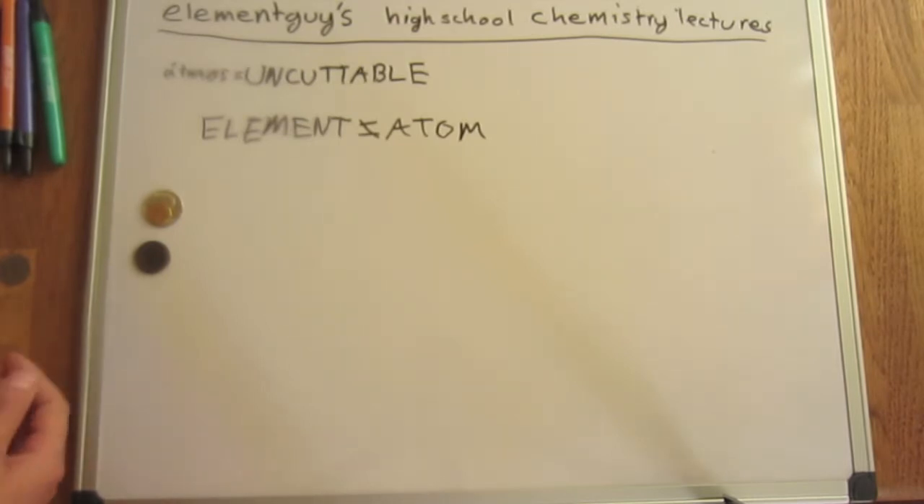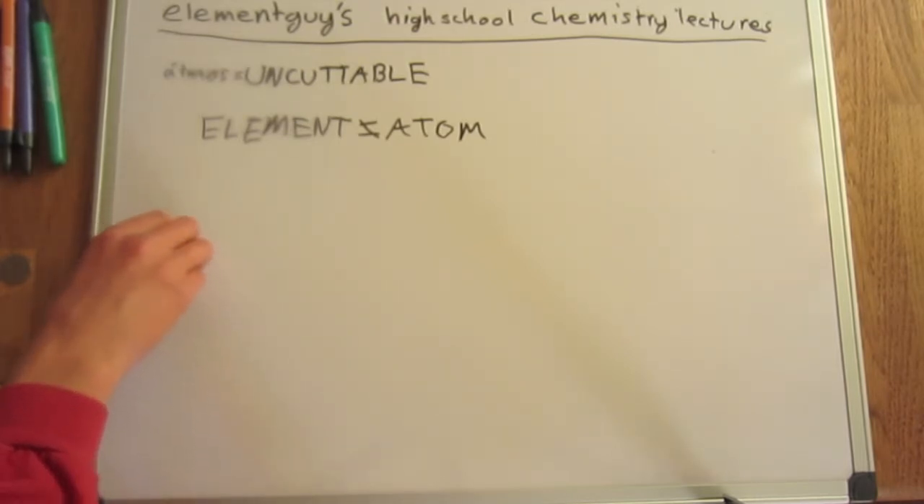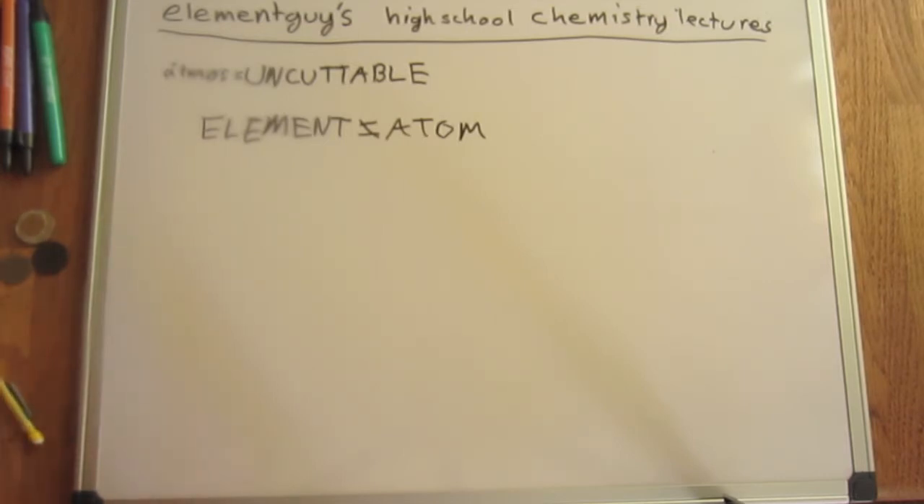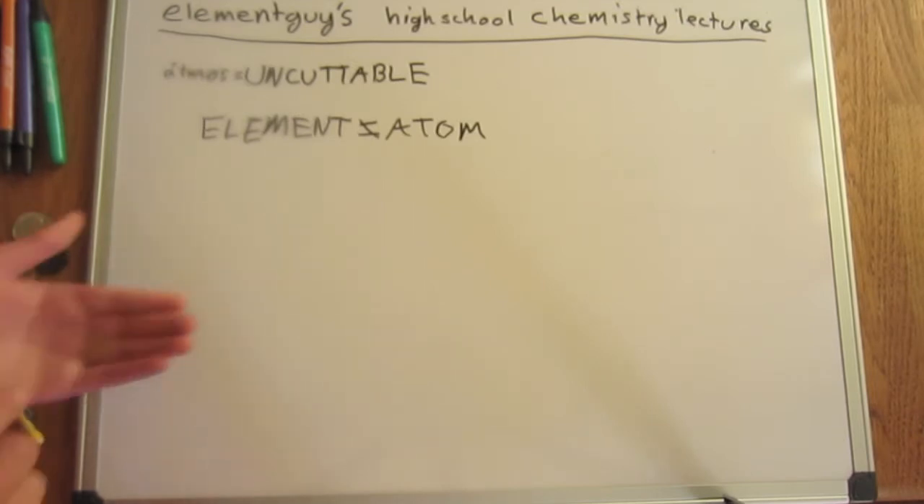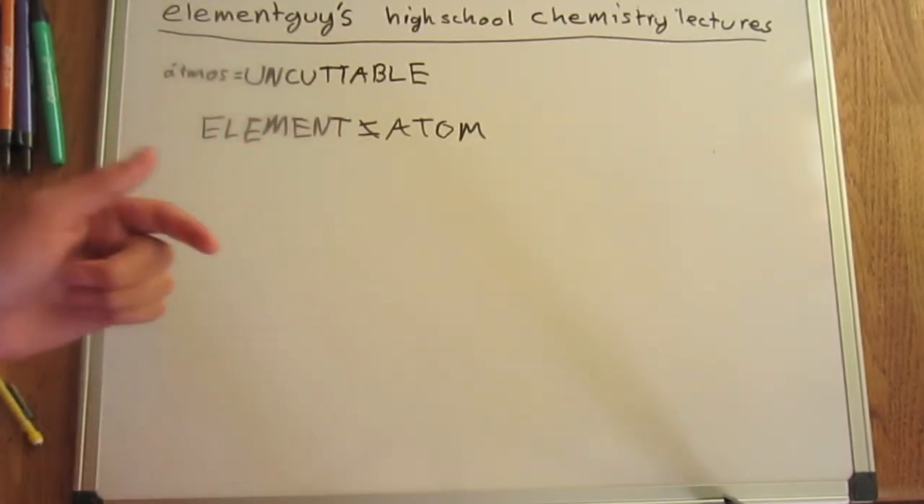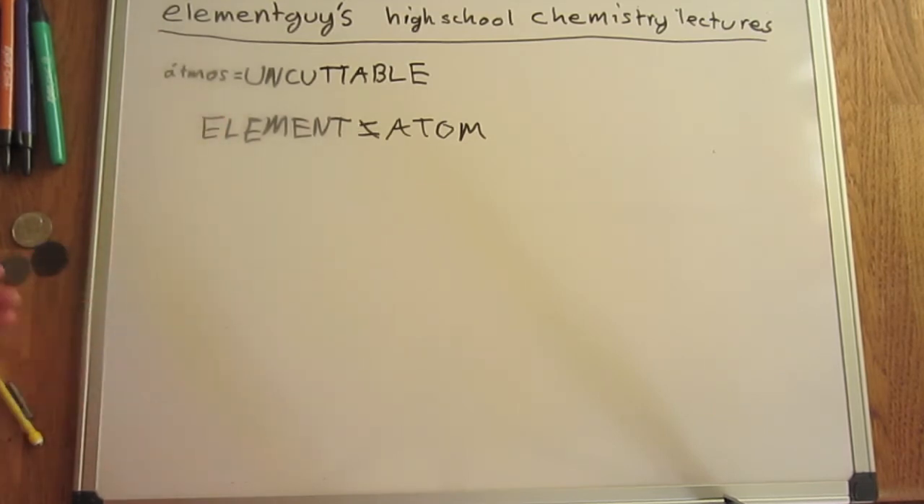Now, it turns out that actually you can split atoms, but the thing is, if you split atoms smaller, they'll lose the element's properties. Let's say I took this gold and I got down to its one gold atom, and then I split it further. It would no longer be gold. That's why I say the Greeks were actually partially right.